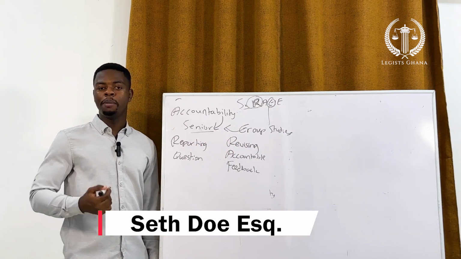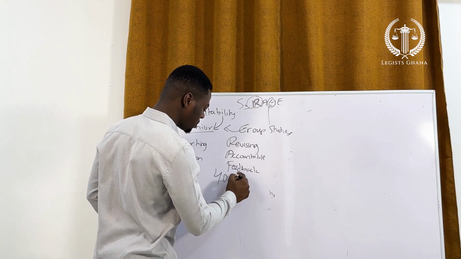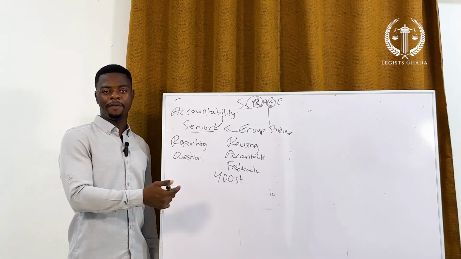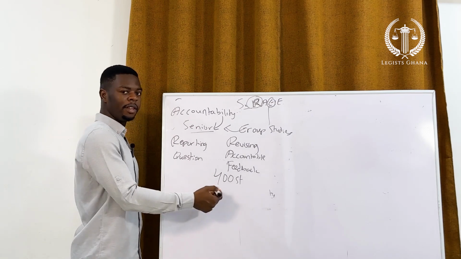So for example, in my master class, I'm a senior of about 400 law students, right? I have the 400 law students in the group. So every morning at 5 a.m. to 7 a.m., I'm taking them through past questions. And also in the evenings at 9 p.m.